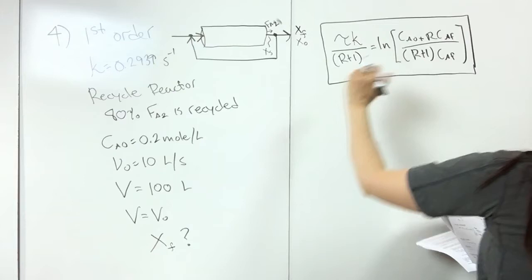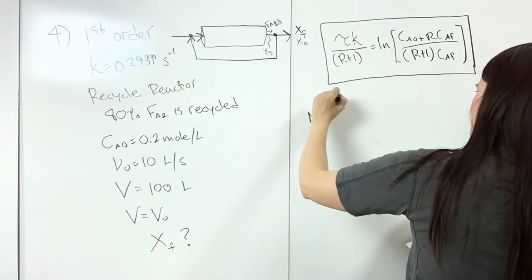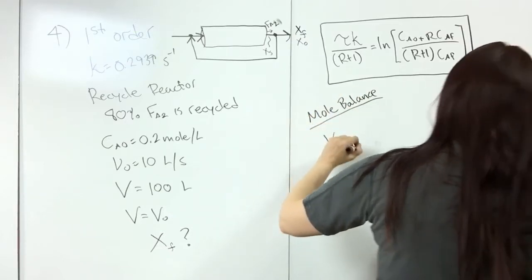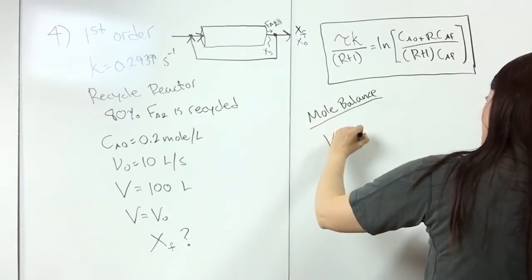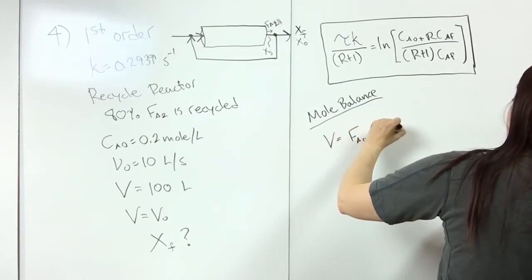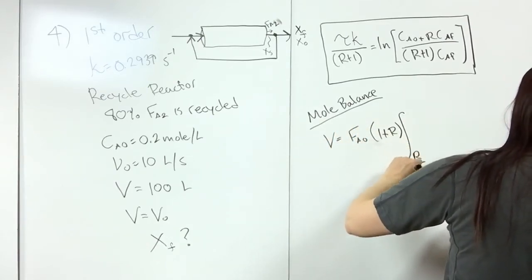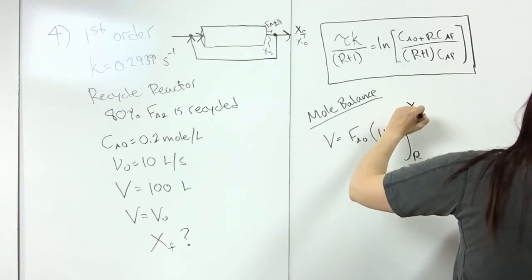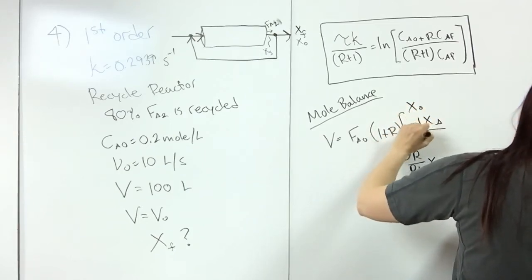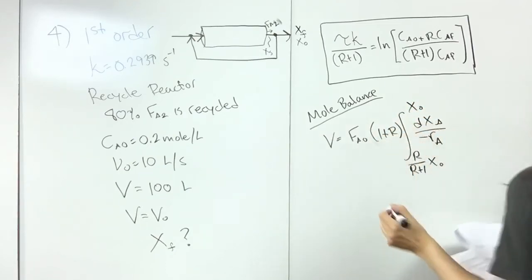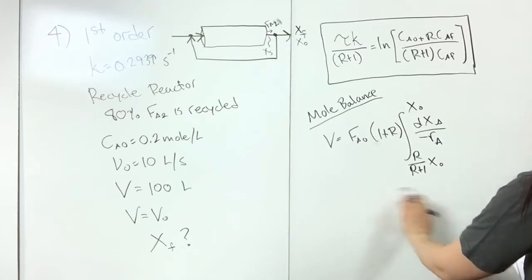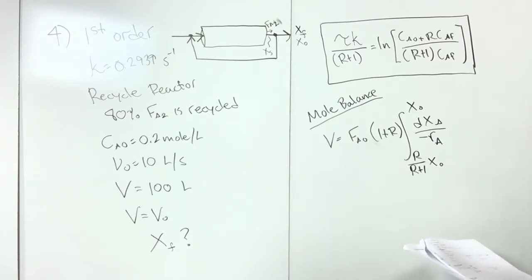So the way you would come up with this is, first of all, you would do a mole balance. So this is the mole balance that I'm using: V is FA naught (1 plus R) over R plus 1 times the integral from 0 to x naught of dXA over minus RA. And if you remember, there were actually two equations you could use, and I'm using this one because the math ends up being easier, but just don't get confused about that.